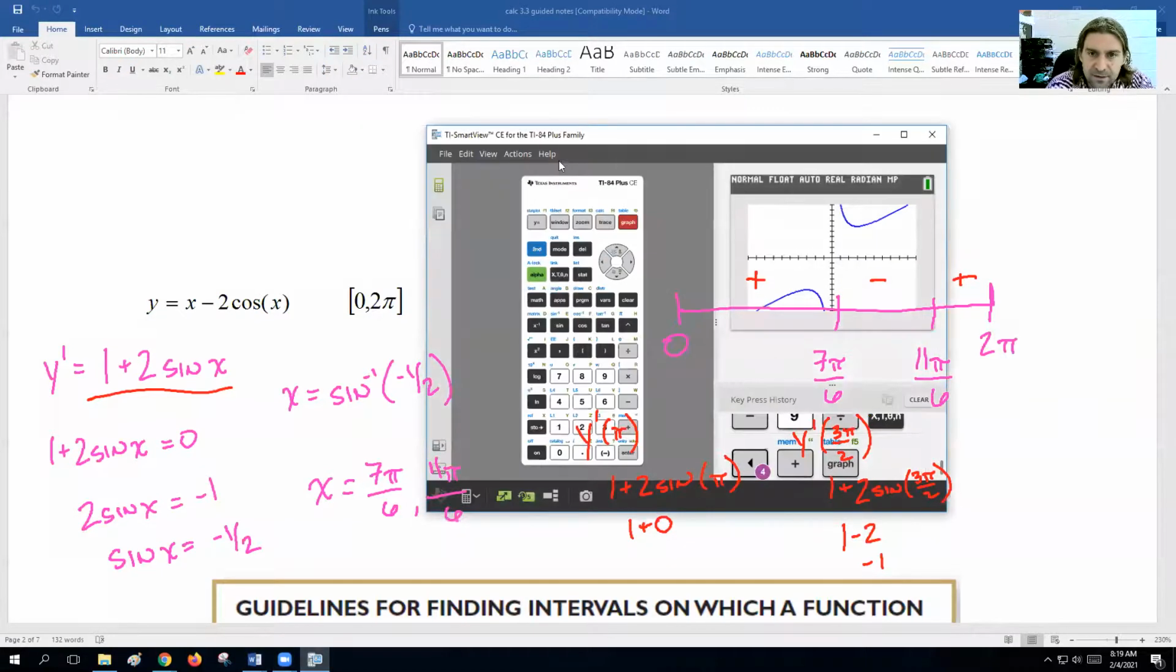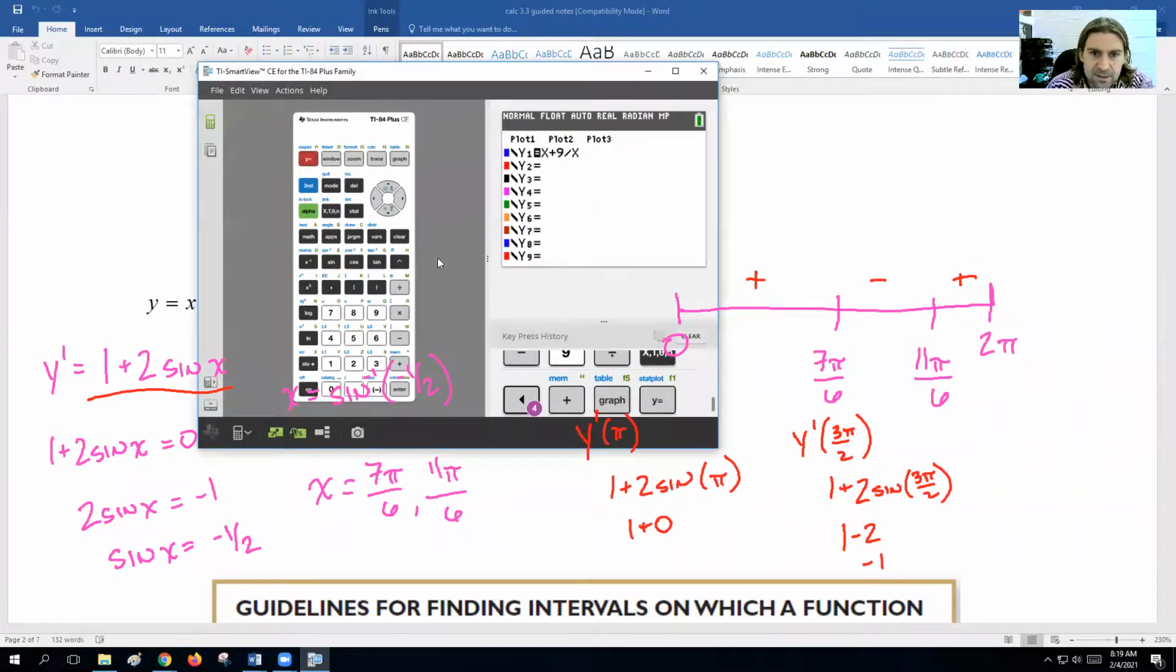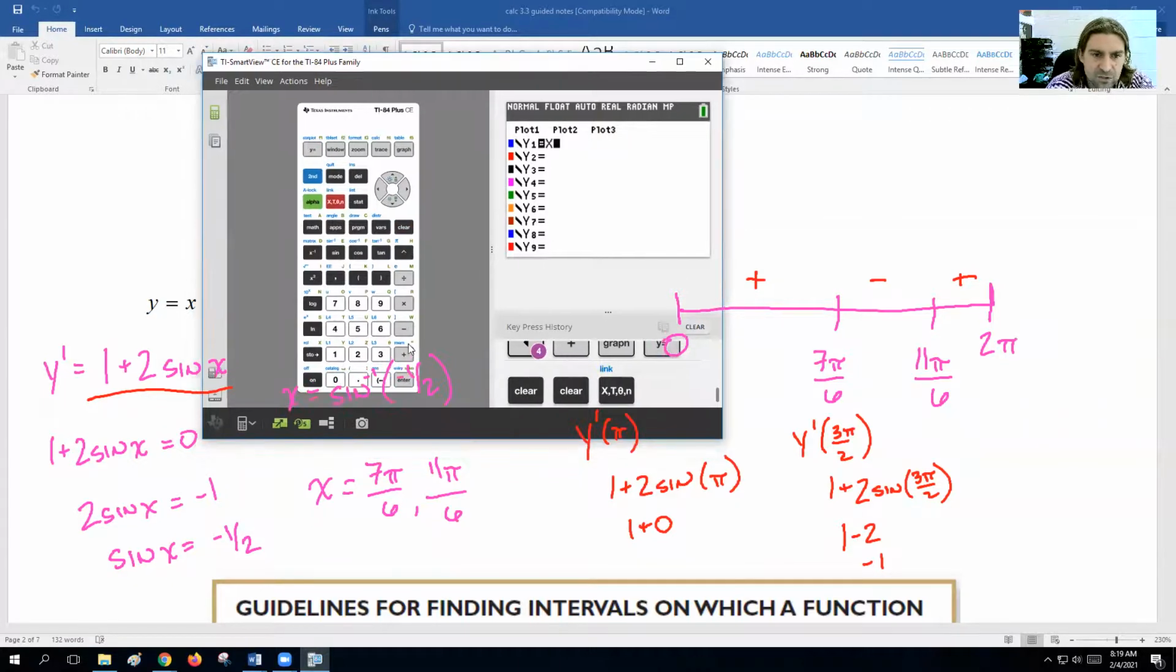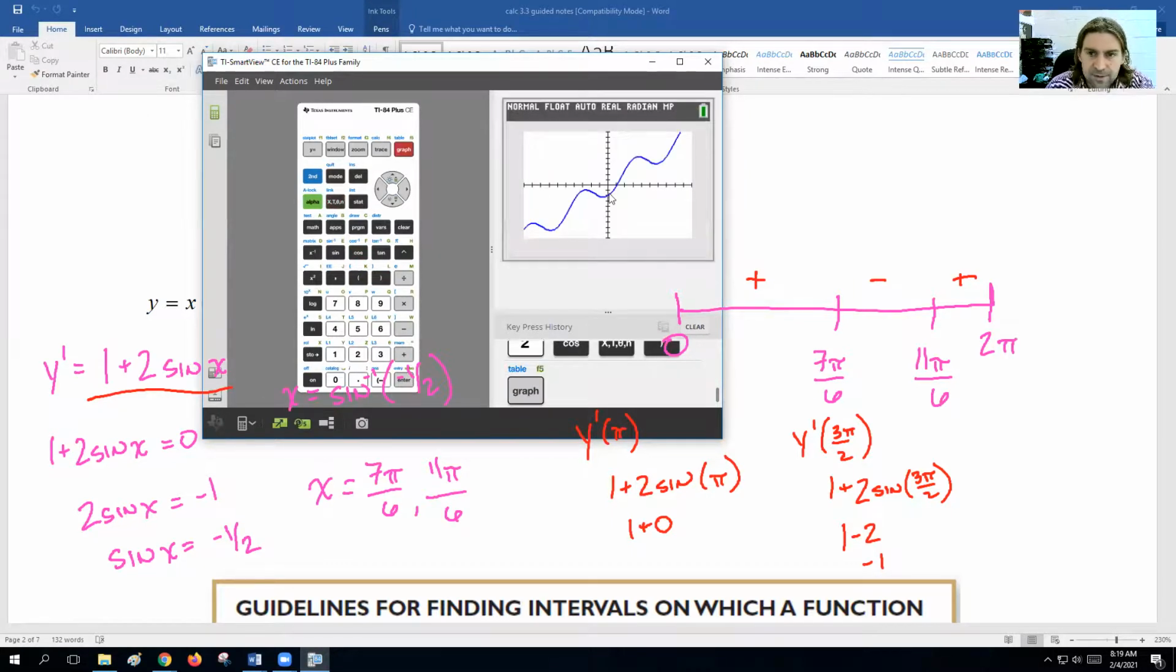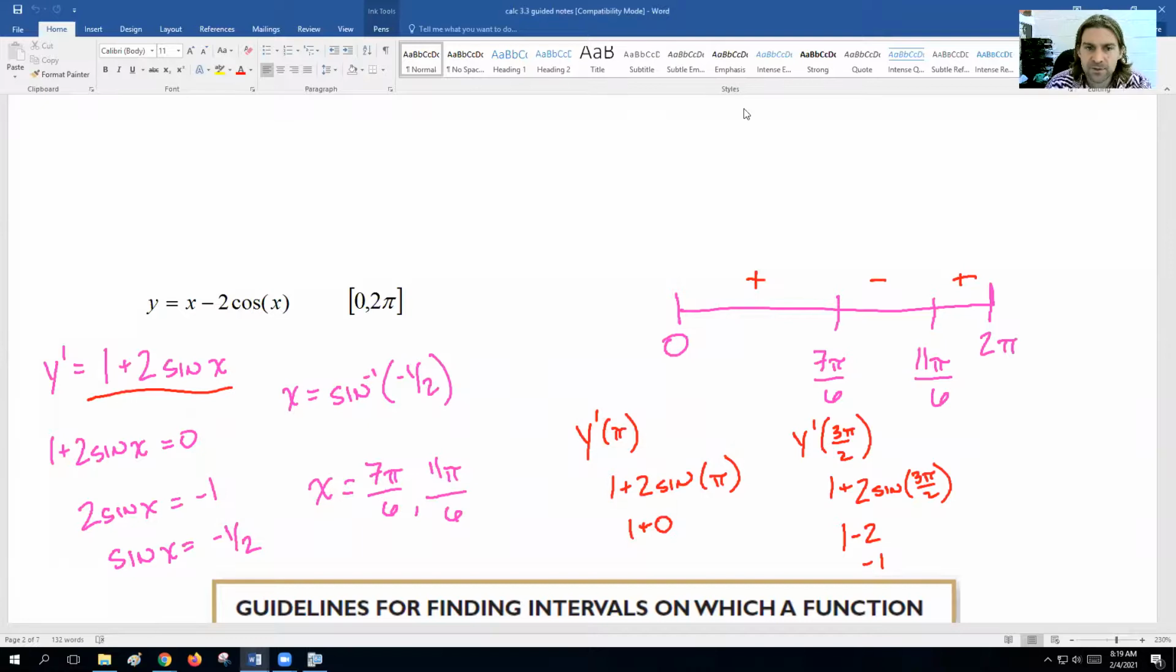So let's double check to see if we did this right. We'll take out our graphing calculator here. Let's see, what is x minus 2 cosine of x? All right, so the graph starts going up, switches to going down, and then it ends going up. And we're only looking from 0 to 2 pi, which is like 6.28. All right, and that'd be about right there. Okay. So hopefully we're doing all right with this.